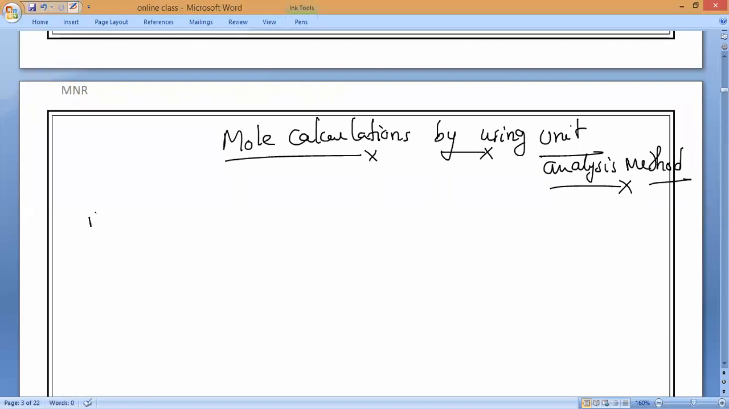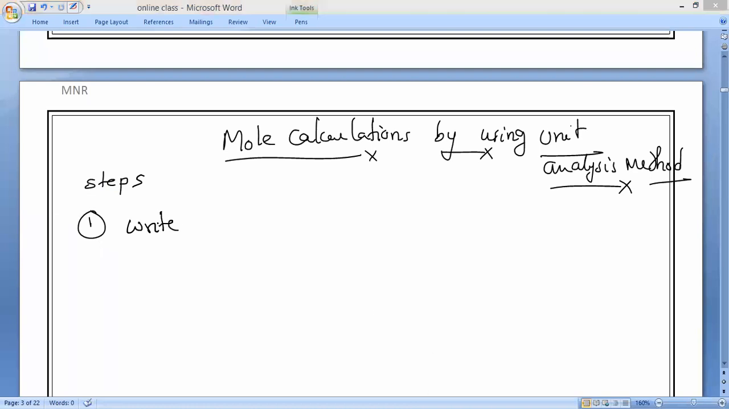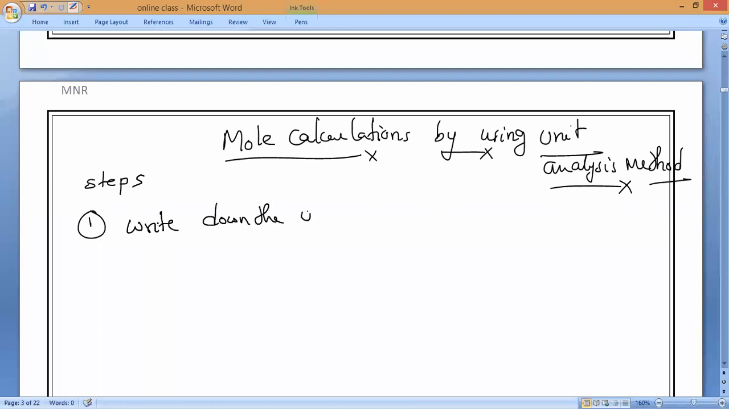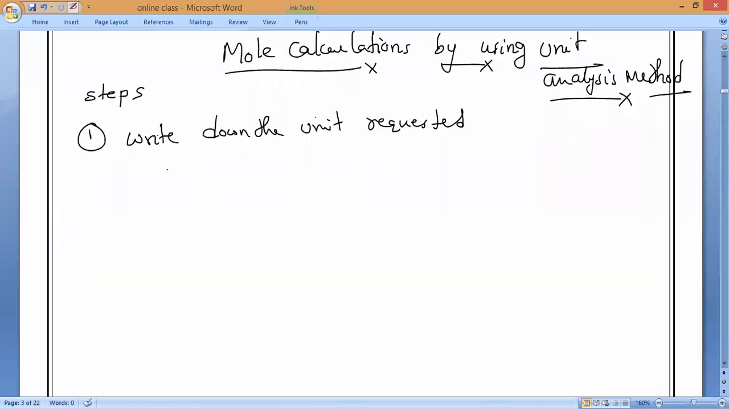Please write it for step one. Totally there are three steps. Step one, write down the unit requested. I'm requesting you all to stay till the last today at least. You'll definitely learn one new thing. Write down the unit requested.